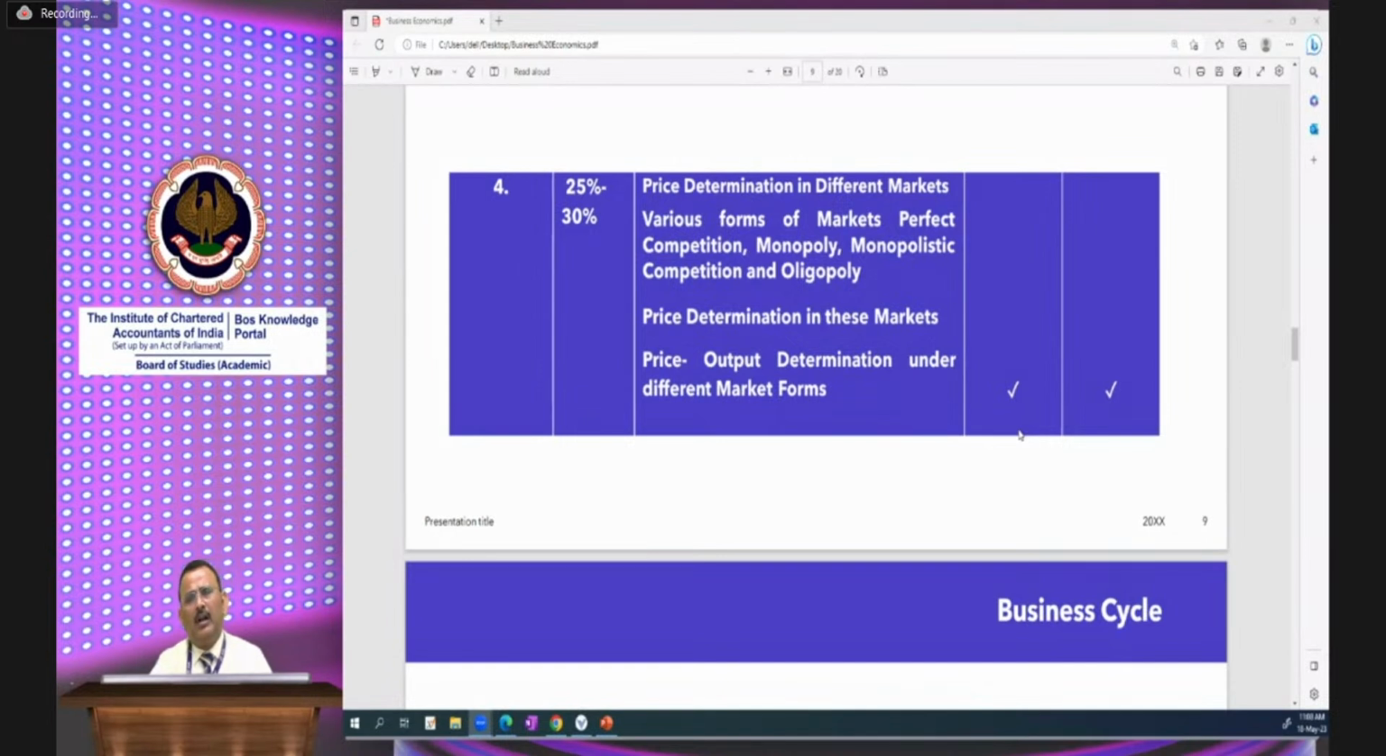So all the chapters in foundation, all the 5 units, are very important, because that is the base on which you will build your foundation in economics, which will be helpful to you in the intermediate and the final examination.